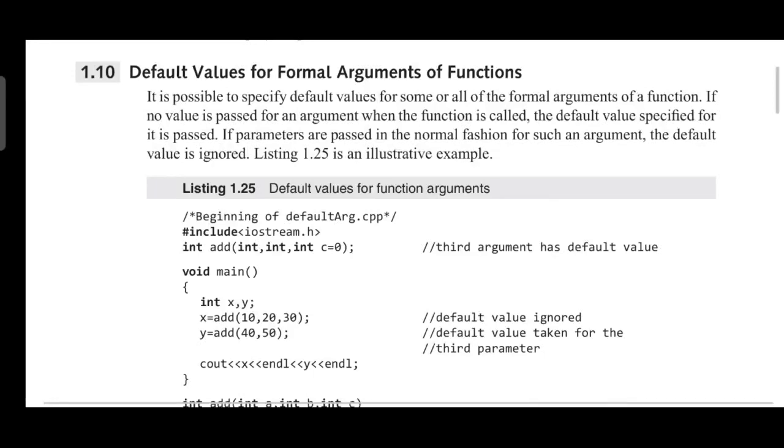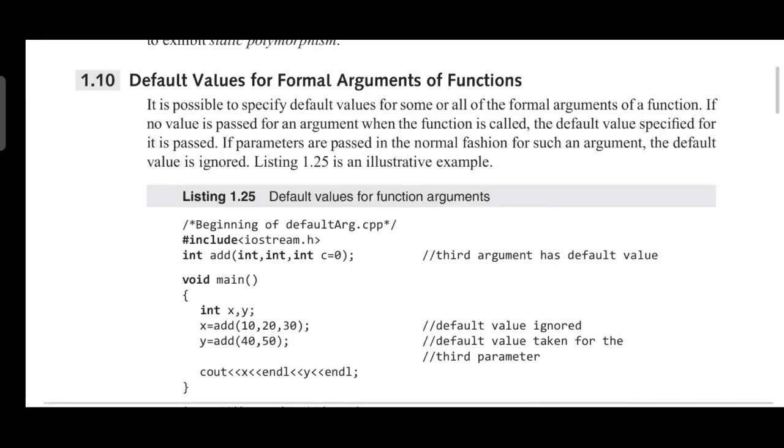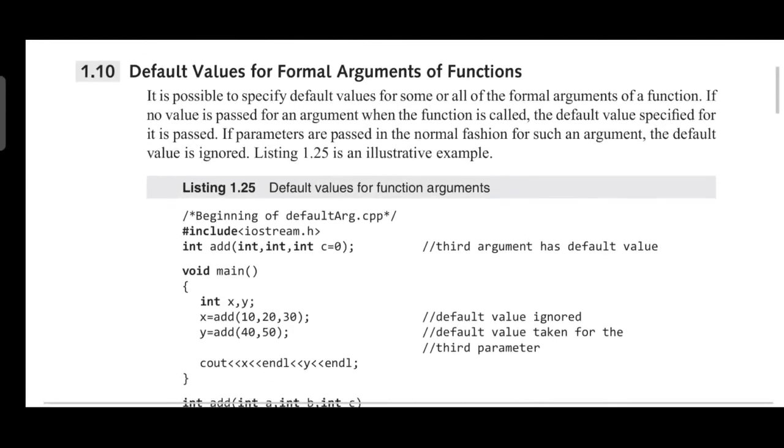So in the previous session, we considered function overloading. Overloading of a function involves functions with the same name but different signatures. Signature means the return type as well as the argument list. That altogether is called a signature.